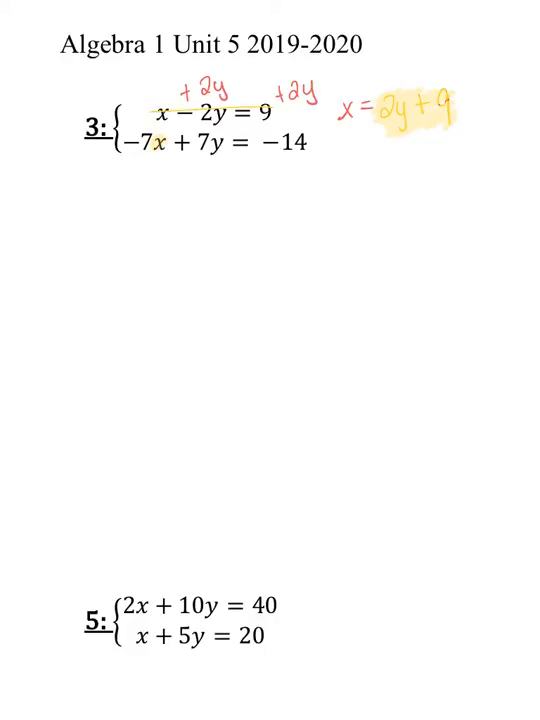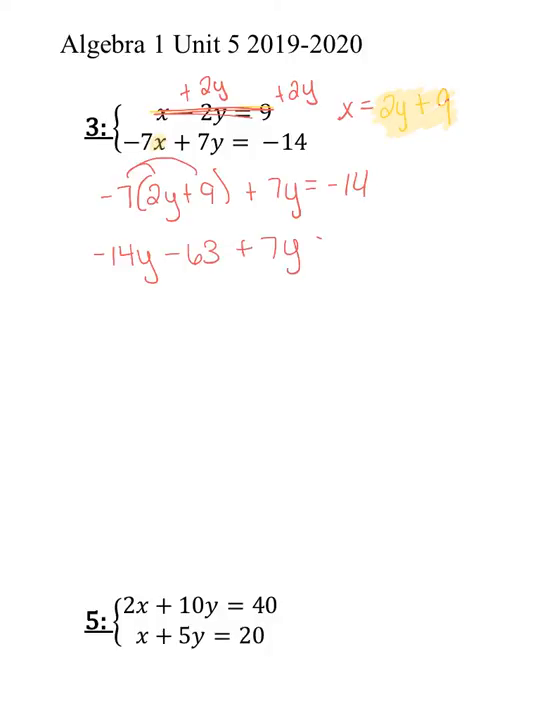And remember, I'm going to cross this equation out right here. Okay, I'm not using it. So I do negative 7 times 2y plus 9 plus 7y is equal to negative 14. And we'll distribute the negative 7 to get negative 14y minus 63 plus 7y is equal to negative 14. Combine my like terms to get negative 7y minus 63 is equal to negative 14.